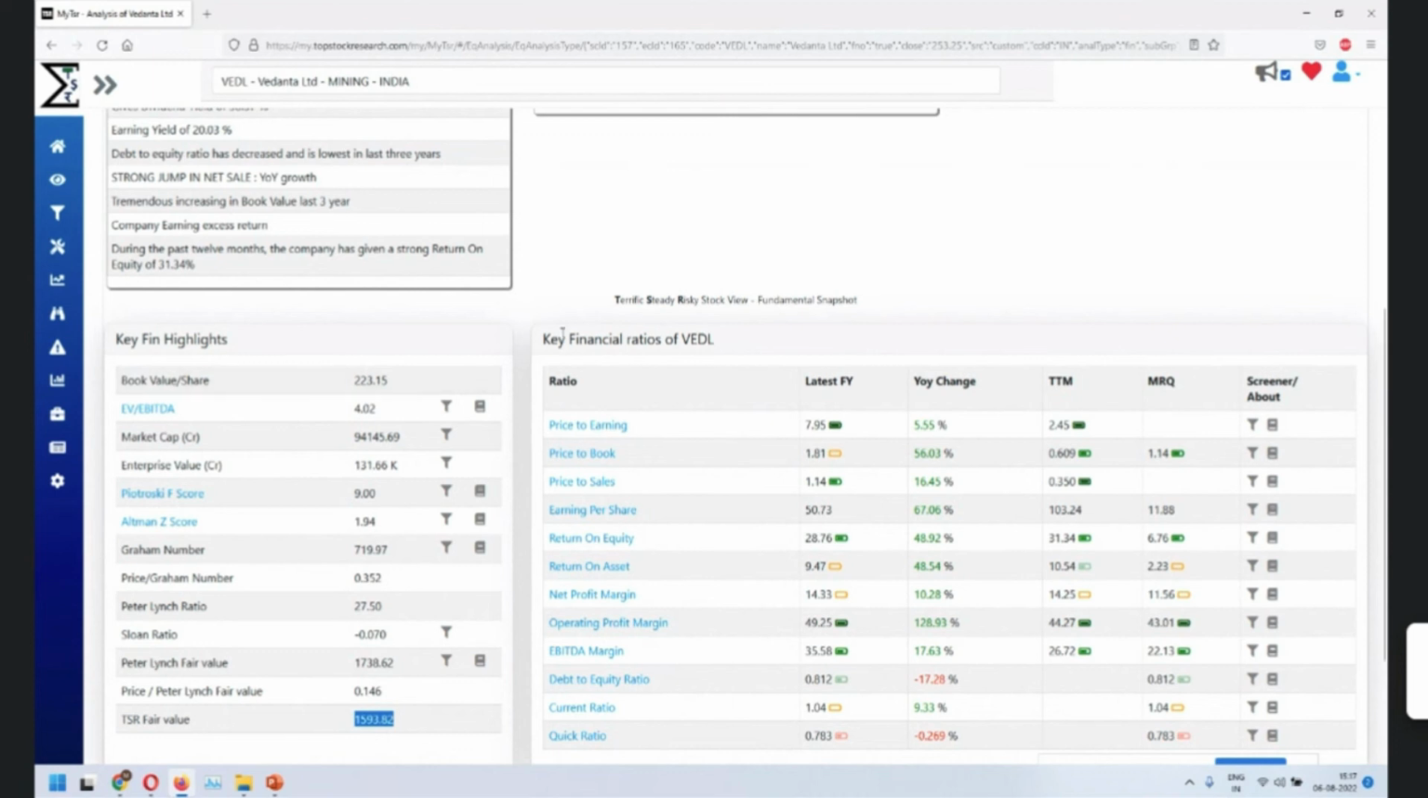In our system, as per our calculation, it is 1593. As per Peter Lynch, it is 1738. And if you go to other parameters, you'll find a different set of values for different things. So which method do you trust more? These are very, very powerful tools, but they need to be used when you have a much better understanding. You can use this as a reference or as a basis for going ahead.